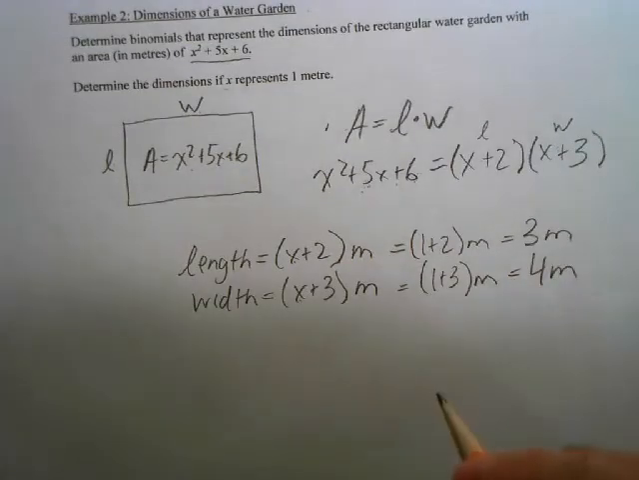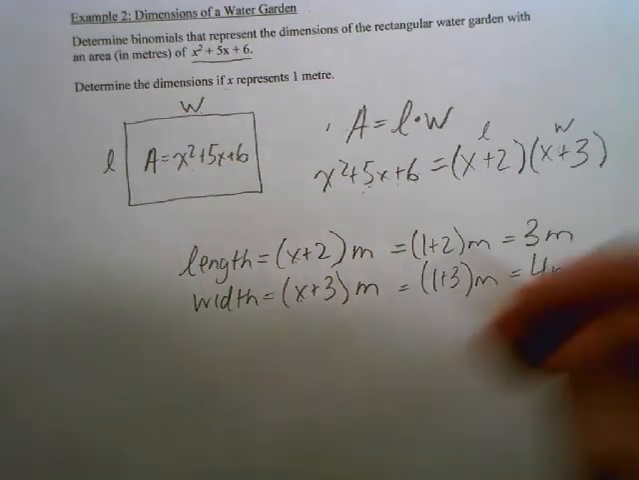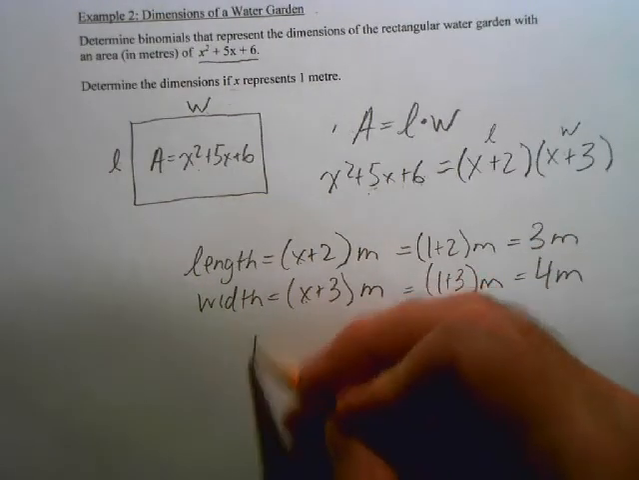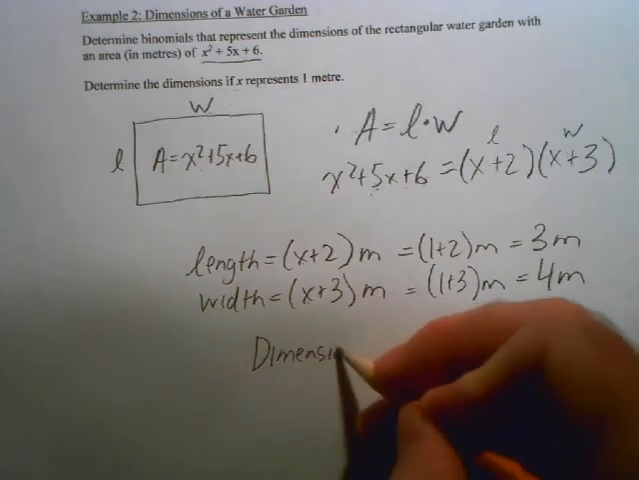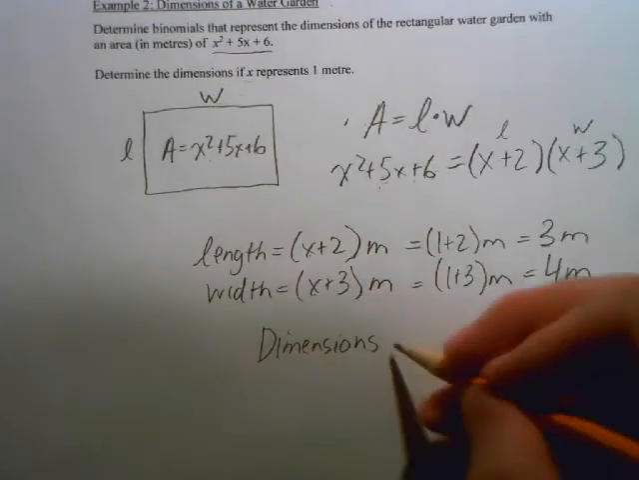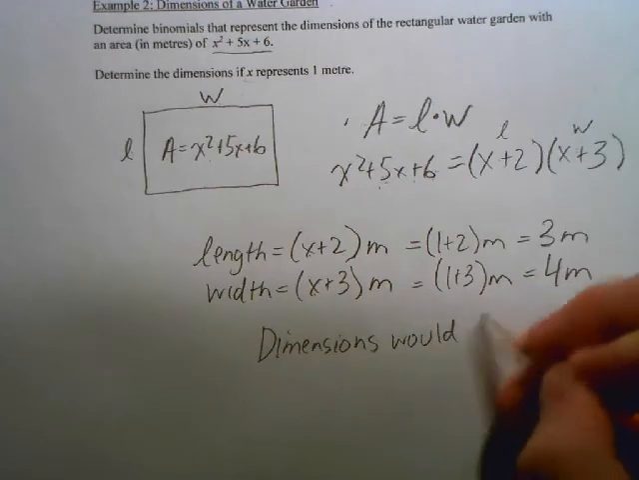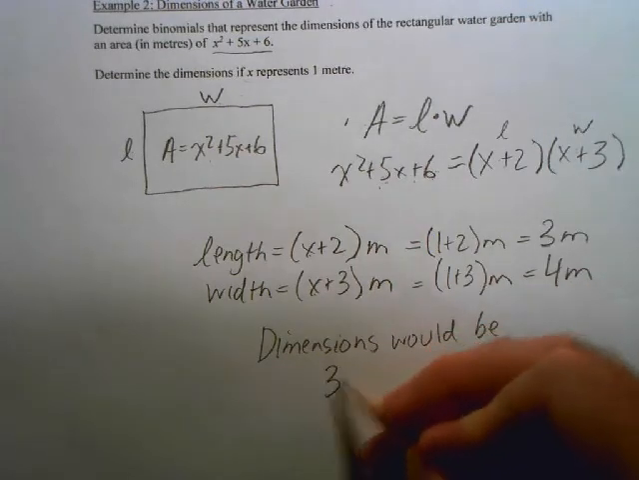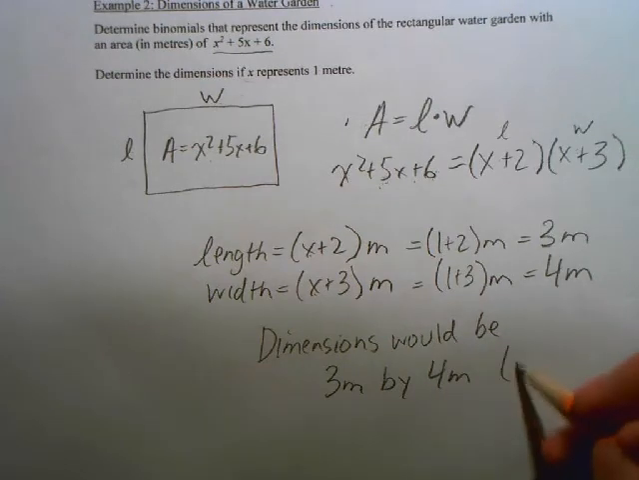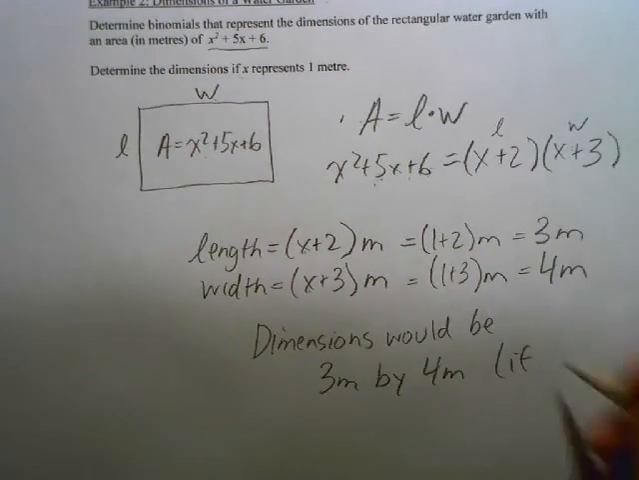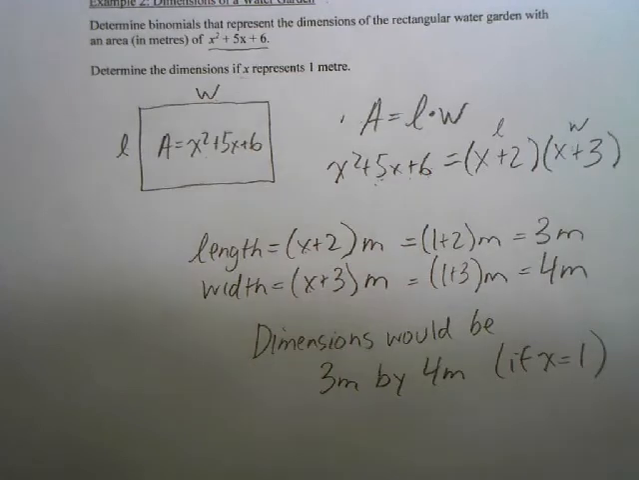So we know that the dimensions, that's probably good enough for the answer. So the dimensions, I'm just going to make it totally clear, would be 3 meters by 4 meters, and I'll just put in brackets here, if x is equal to 1.